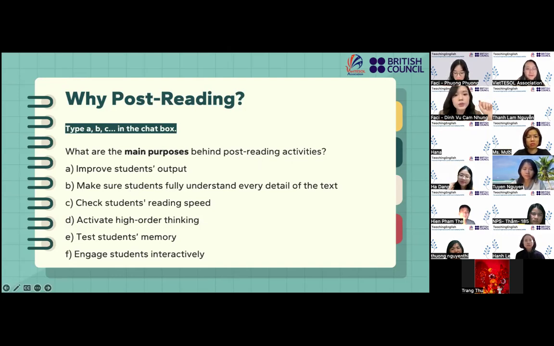B, make sure students fully understand every detail of the text. I have to say that is an unrealistic expectation. This is not our expectation of a reading lesson. It's not fully understanding every detail of the text. So B is not the correct answer. Check students' reading speed is okay. You can take time. Reading speed is not a problem here. So besides improving students' output, to activate higher order thinking and to engage students interactively are our goals.